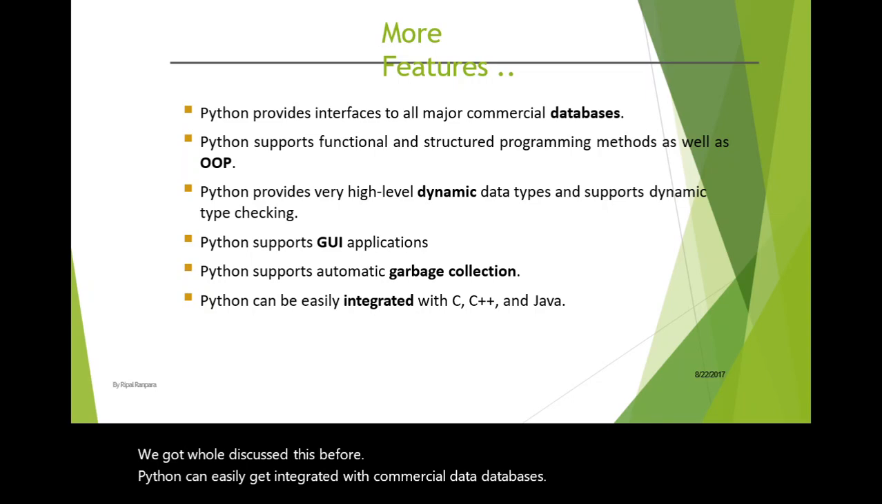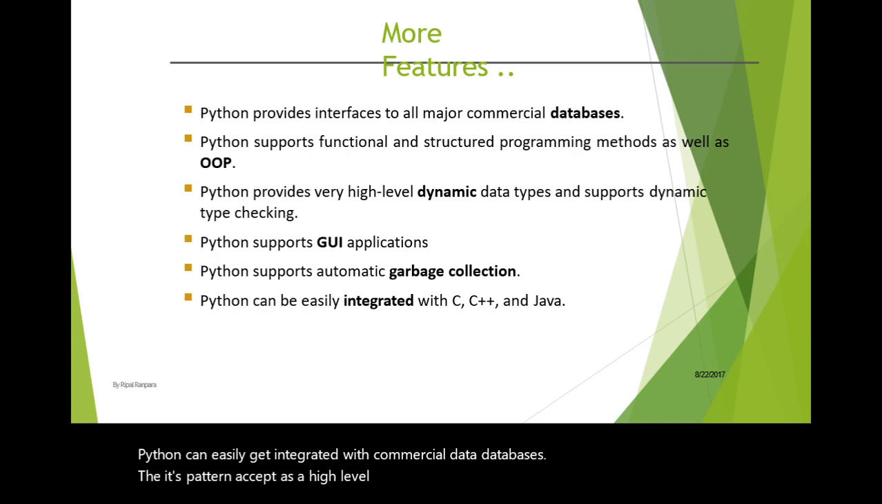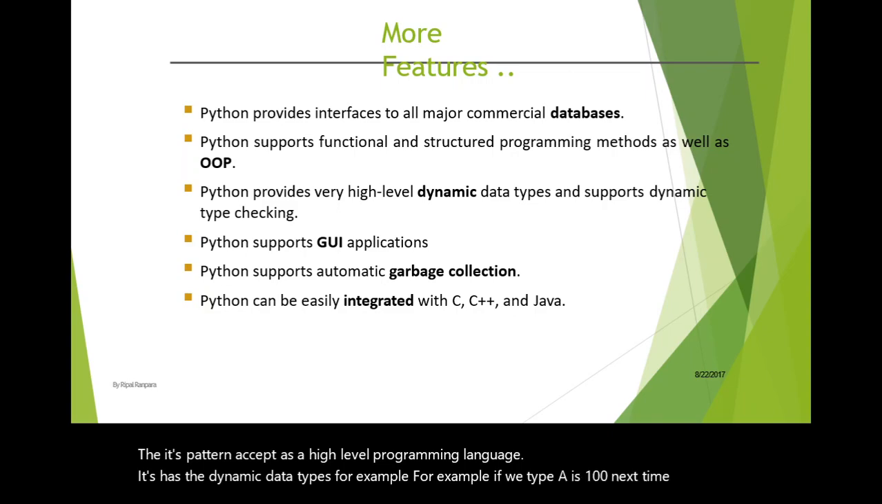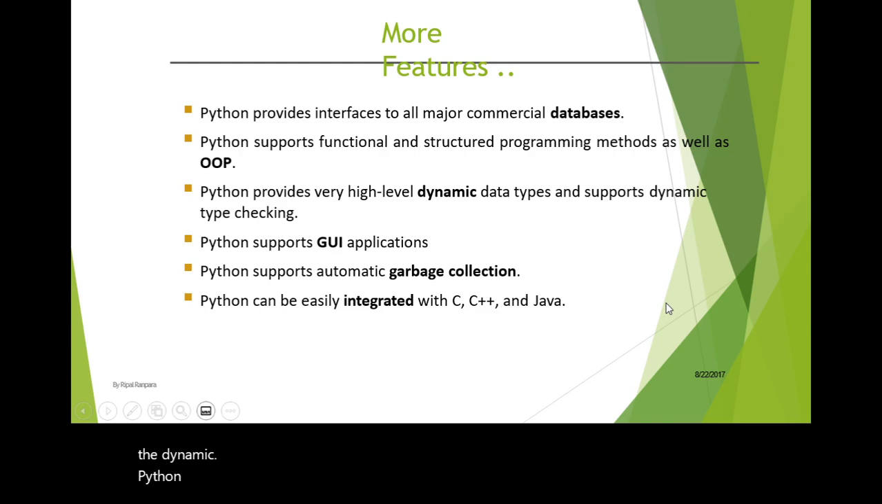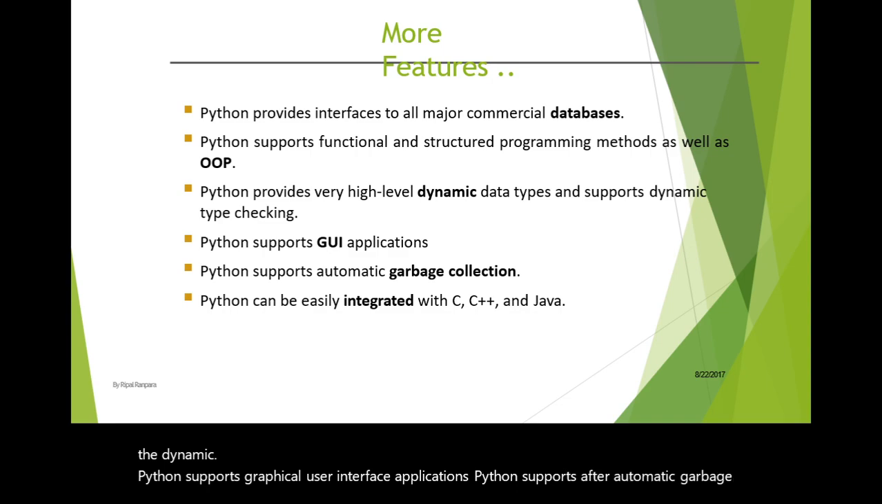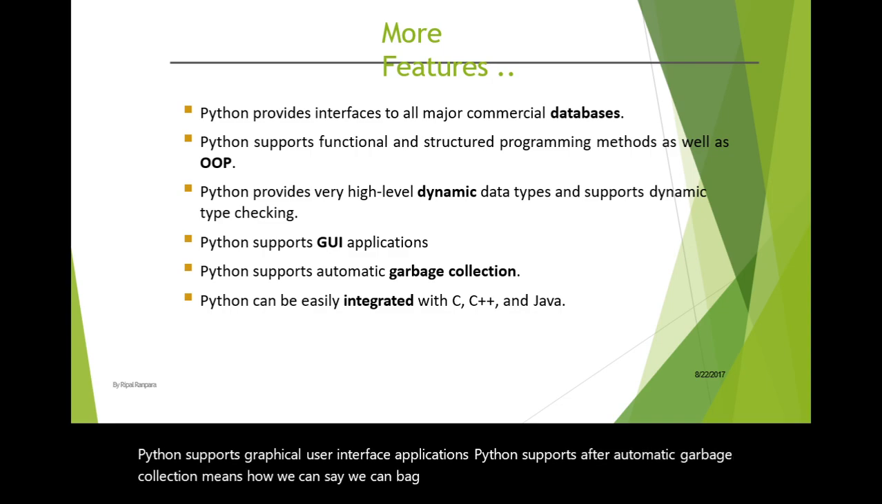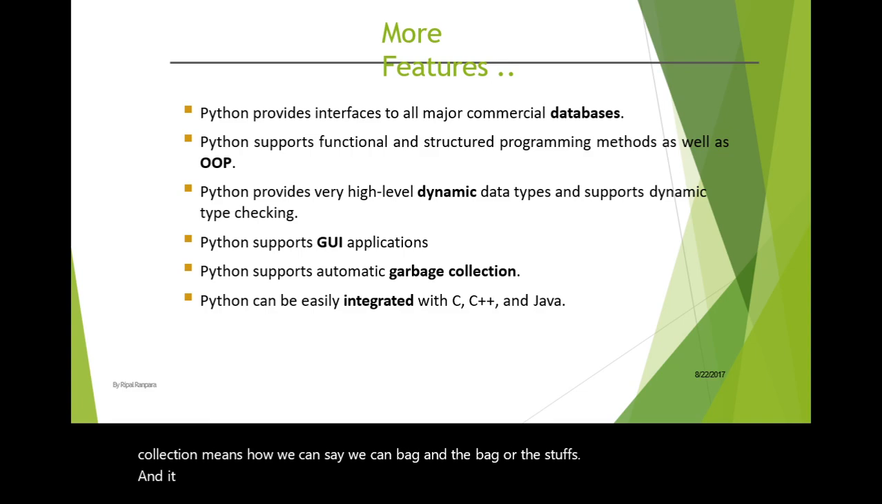Python is accepted as a high-level programming language, and it has dynamic data types. For example, if we type A is 100, next time if we assign A is 200, Python will accept it as A is equal to 200. That's the reason behind it being dynamic. Python supports graphical user interface applications. Python supports automatic garbage collection, and it has its own environment inside our operating system.